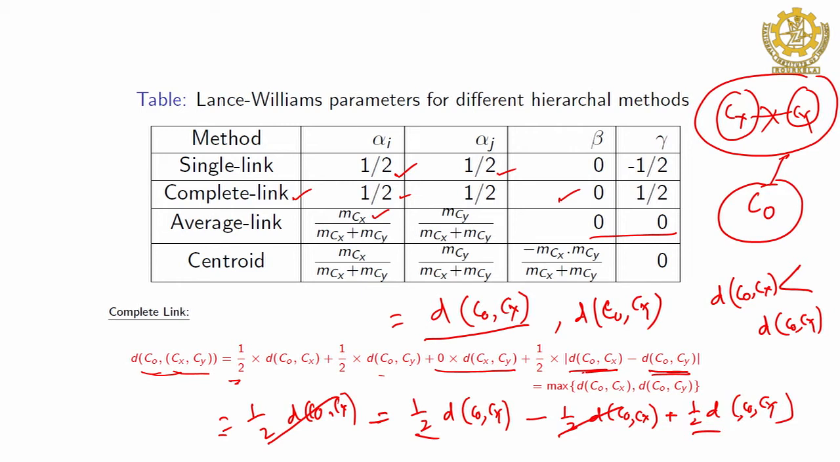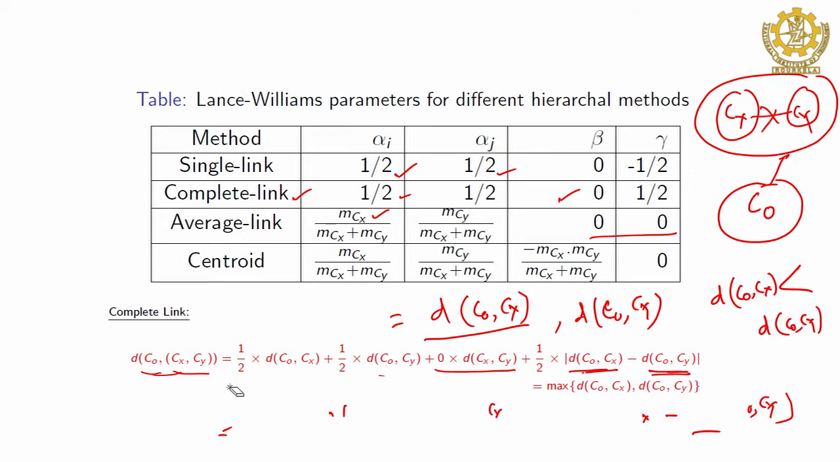Okay. So, then what is the condition? The distance C0Cy is greater than distance C0Cx. So, then what we can write, the distance from C0 to Cx is nothing but the maximum of these two distances. So, that is what we know for the complete linkage. Similarly, we can try for the single linkage.